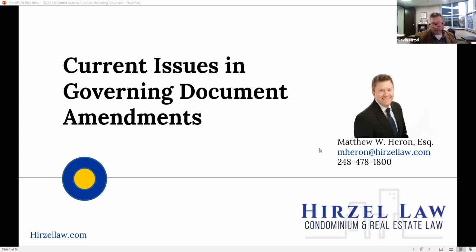But from an overarching standpoint, the goal still is to provide an understanding of what it takes and what's involved in amending your governing documents, what the term governing documents really means for an association, and then give you some common problems that arise during that process. So that's what we have going on.